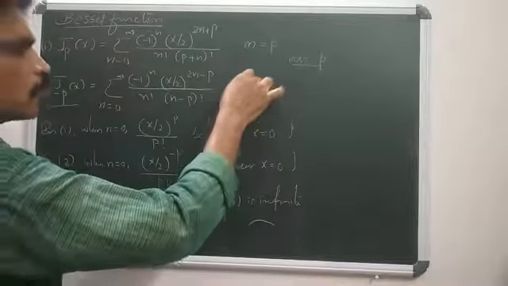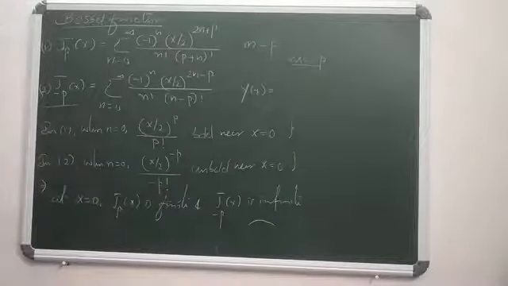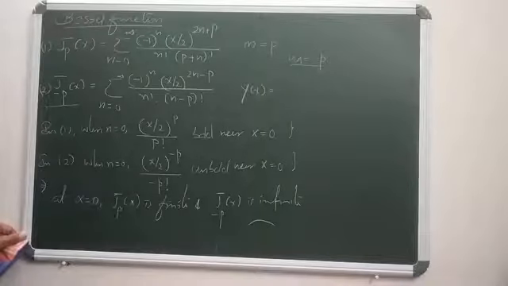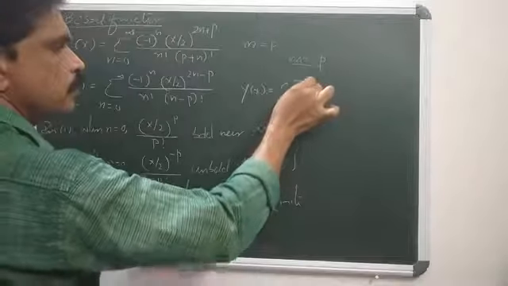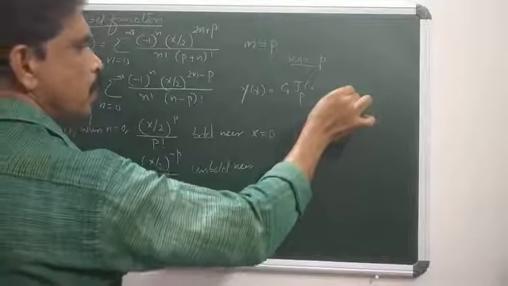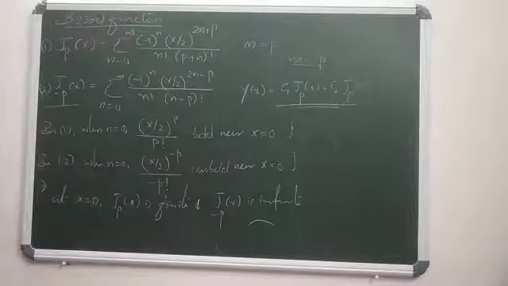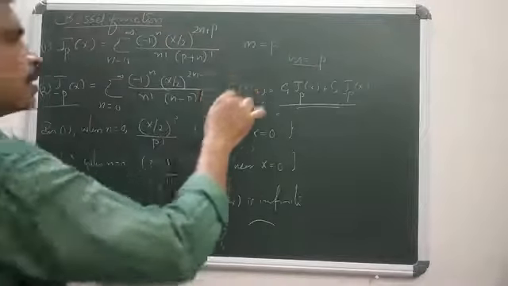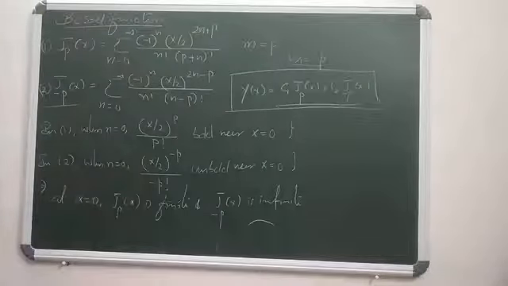Thus, the general solution of the Bessel equation can be expressed as the linear combination of these two linearly independent solutions. That is, y of x equals c1 J p x plus c2 J minus p x, where c1 and c2 are any two constants. So this is the general solution of the Bessel equation, x square y double prime plus x y prime plus (x square minus p square) y equals 0.